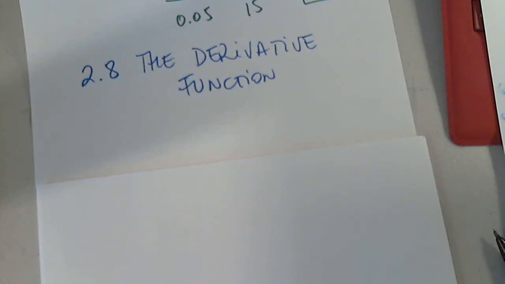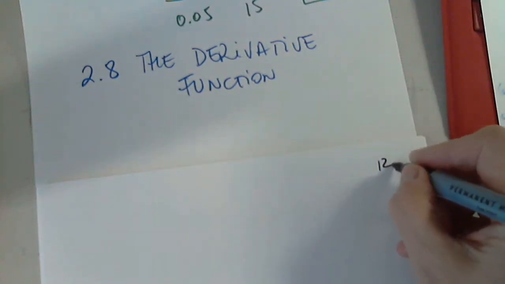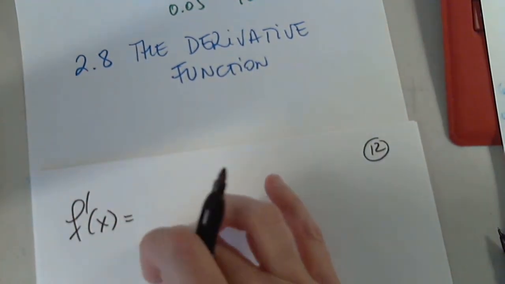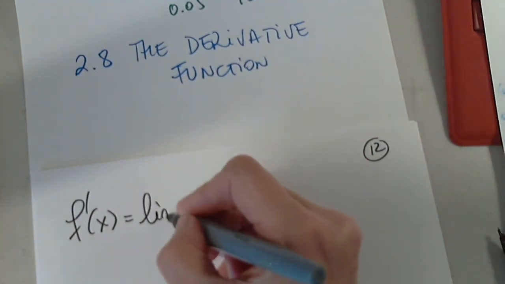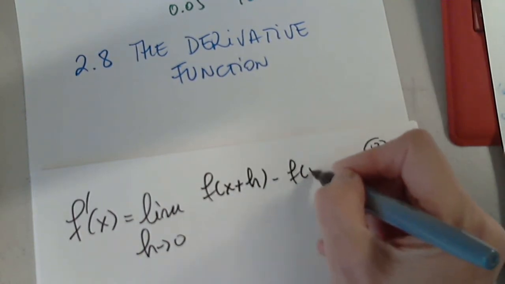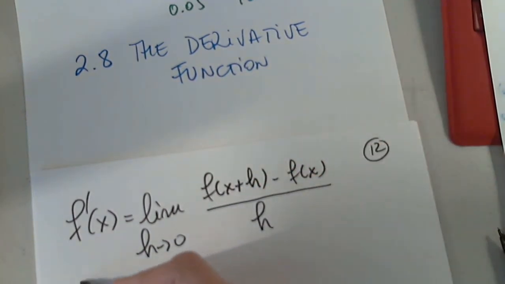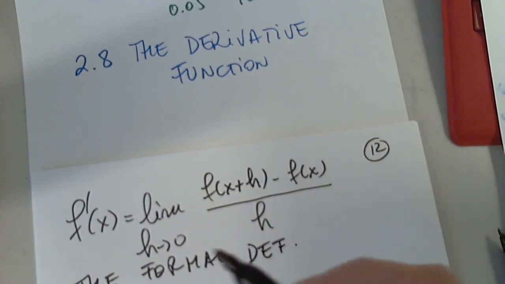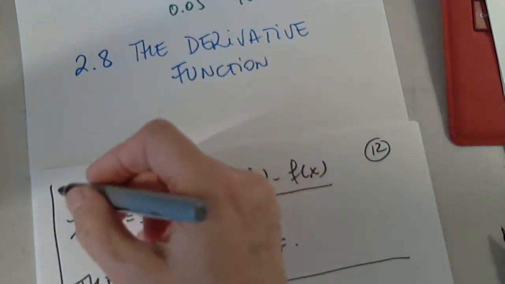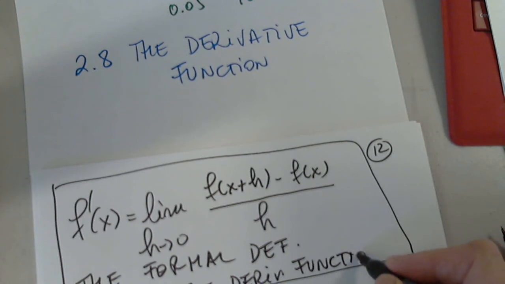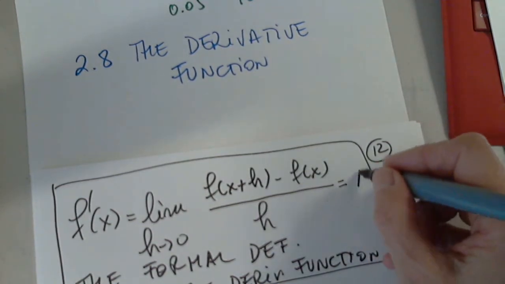Definitions, and for this one we have one definition. So f prime of x is the limit of the difference quotient. That's only one. This is the formal definition of the derivative function. The answer is not a value, it's a function.